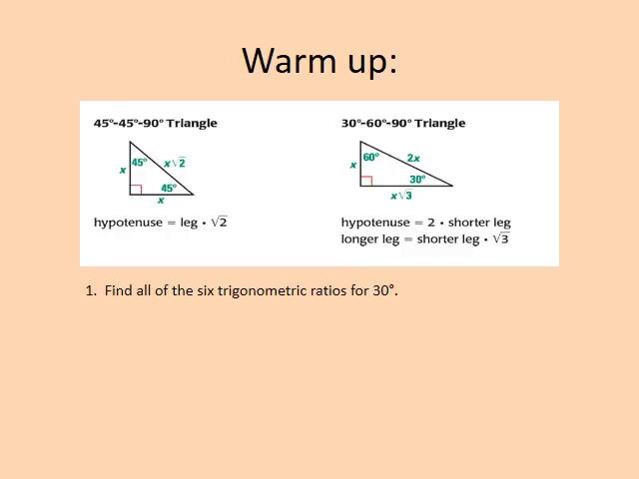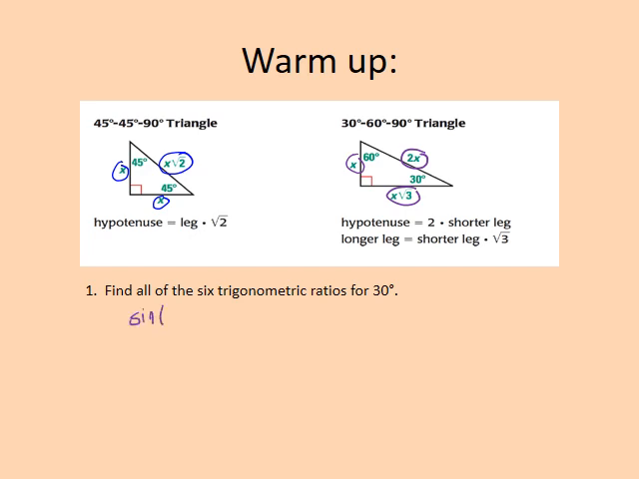In this warm-up, we will review our special right triangles. You know from geometry that with a 45, 45, 90 triangle, the two sides are x, x, and x root 2. With a 30, 60, 90 triangle, the short side, which is opposite the 30 degrees, is x. The side opposite the 60 is x root 3, and the side opposite the 90 is 2x. We can use this idea to find the 6 trigonometric ratios for 30 degrees.